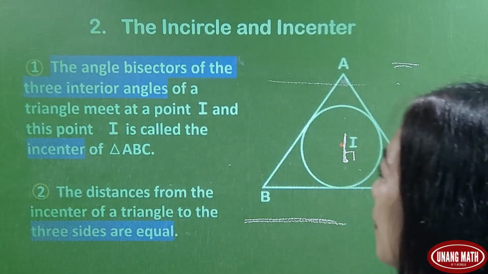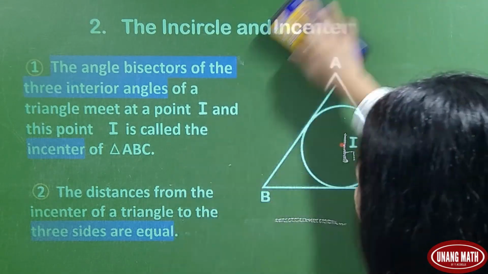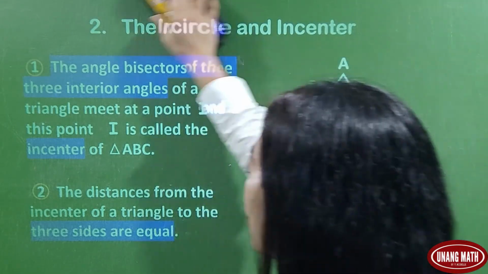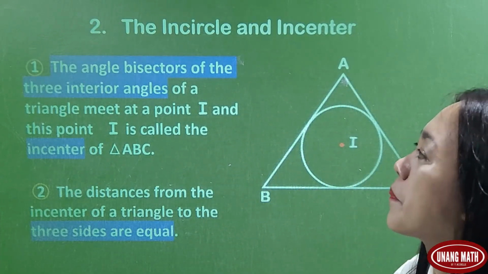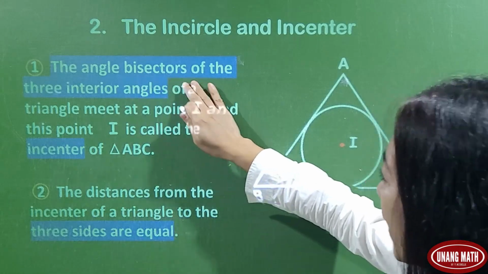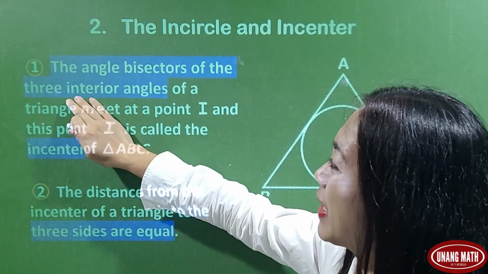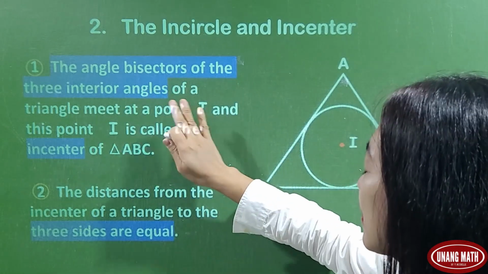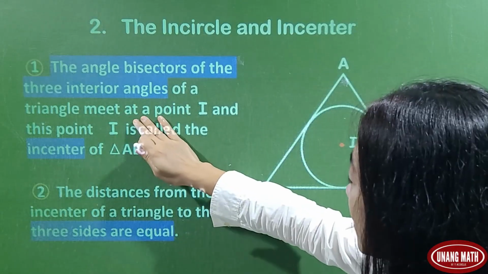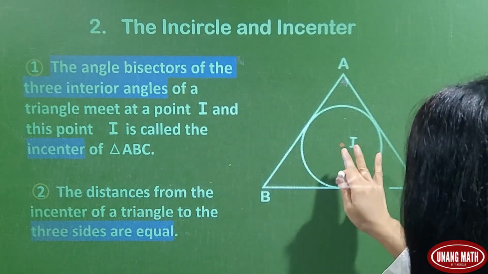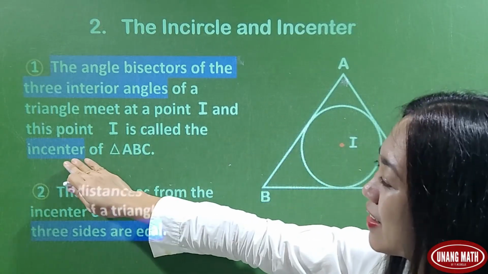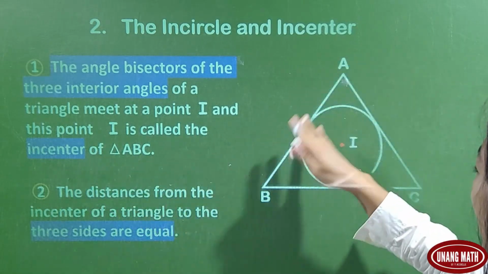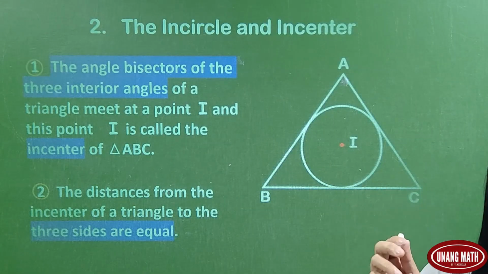Okay, now, what is then the meaning of incircle and incenter? Looking at this figure, the angle bisectors of the three interior angles of a triangle meet at a point I, and this point I is called the incenter of triangle ABC.